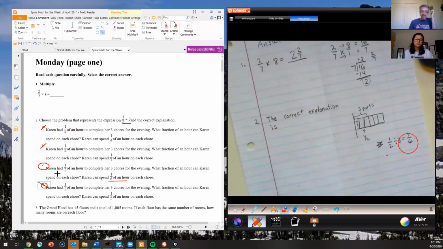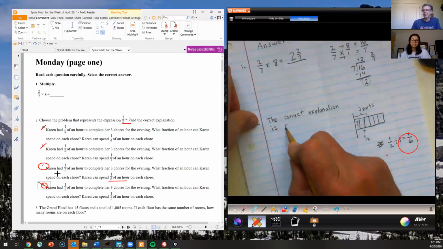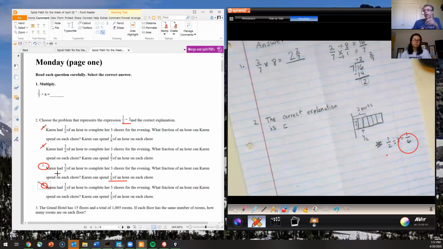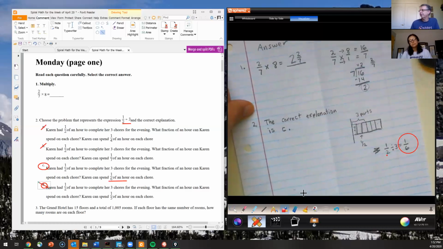If you said C, I would kind of give you a break on this one because it's a lot to write. Or you should say: Karen had half of an hour to complete her 3 chores for the evening. What fraction of an hour can Karen spend on each chore? Karen can spend 1/6 of an hour on each chore. So either you wrote out C, and I usually would put that in there, I'm surprised I didn't for this one, or if you did all the work and wrote it all out, good for you. That's a good way to do it too, boys and girls. That way you know. So either one's going to work. The key thing here is that you're choosing the one that has 1/2 divided by 3 equals 1/6.